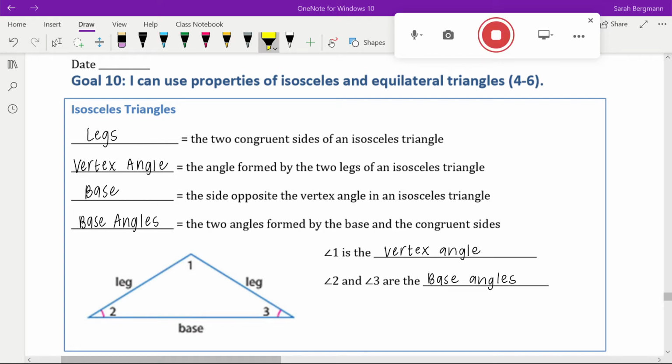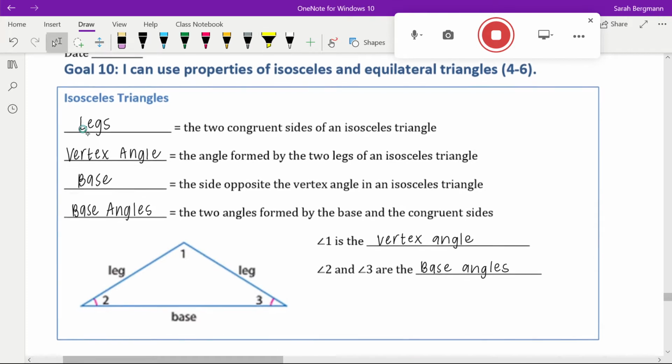Welcome back. This is the final video for this unit. We are going to talk about isosceles and equilateral triangles. First, let's talk about some vocab that has to do with isosceles triangles.